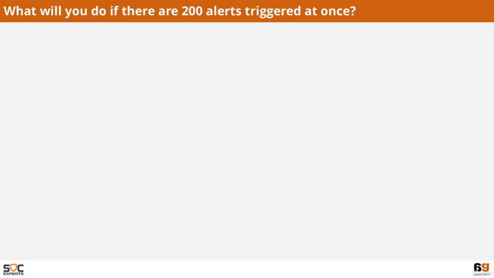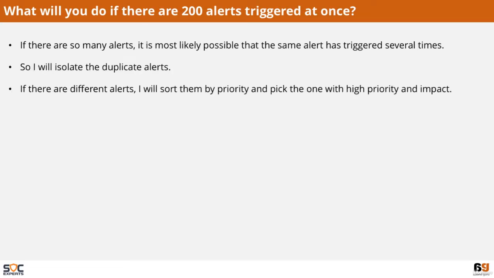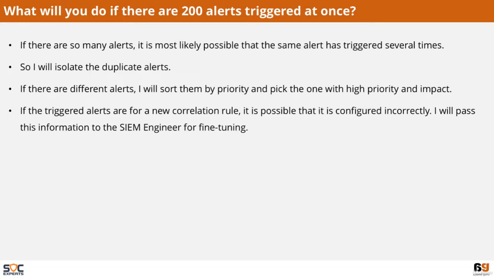What will you do if there are 200 alerts triggered at once? If there are so many alerts, it is most likely possible that the same alert has triggered several times. So I will isolate the duplicate alerts. If there are different alerts, I will sort them by priority and pick the one with high priority and impact. If the triggered alerts are for a new correlation rule, it is possible that it is configured incorrectly. I'll pass this information to the SIEM engineer for fine tuning.